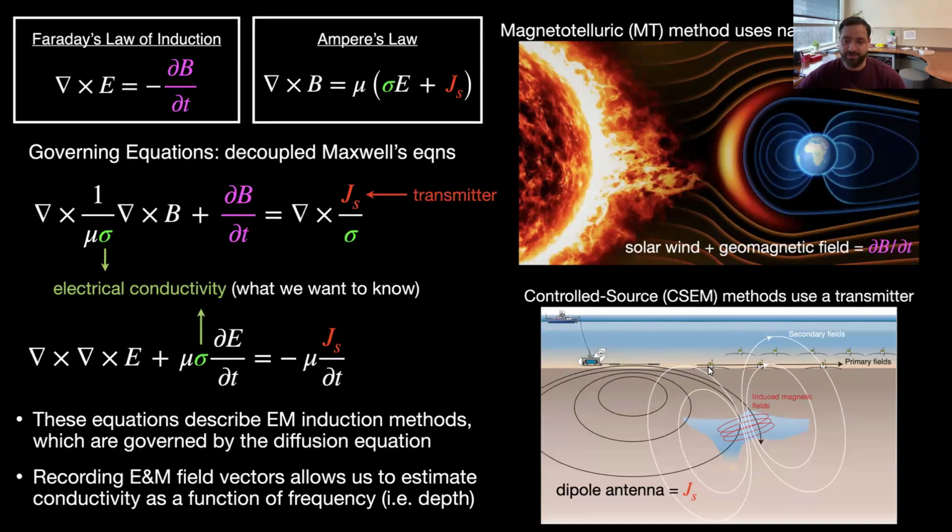The amplitude of those fields and the phase tell us about how the resistivity structure varies spatially and with depth. We work in the frequency domain, and you can think of frequency as basically being your depth. The lower frequencies you go to, the greater depth sensitivity your data have.